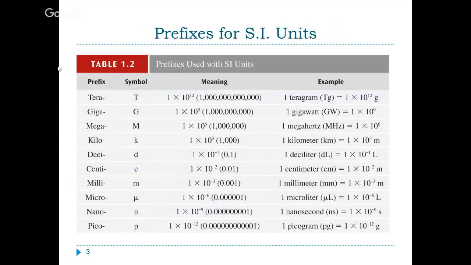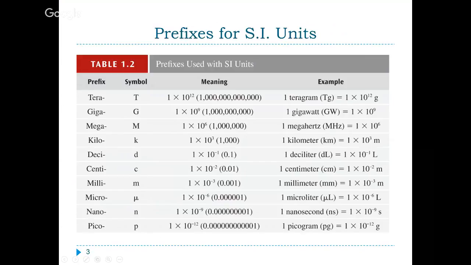So the prefixes that are used within the metric system tell you what factor of 10 they are based off of your standard unit. You'll see here that typically, with the exception of the kilo, anytime you have a prefix ending in I or O, it's going to be a much smaller unit. Things that end in an A, like mega, giga, and tera, are going to be really large.